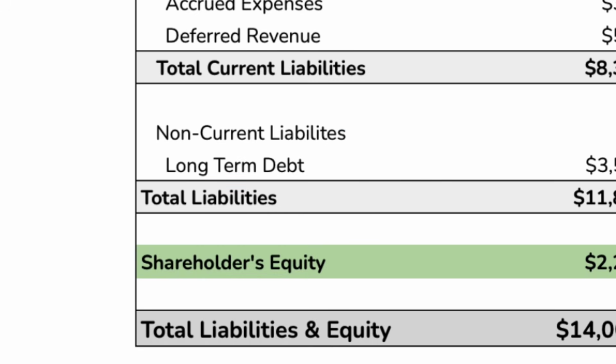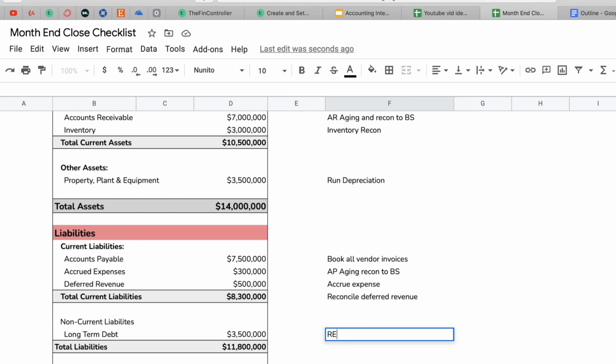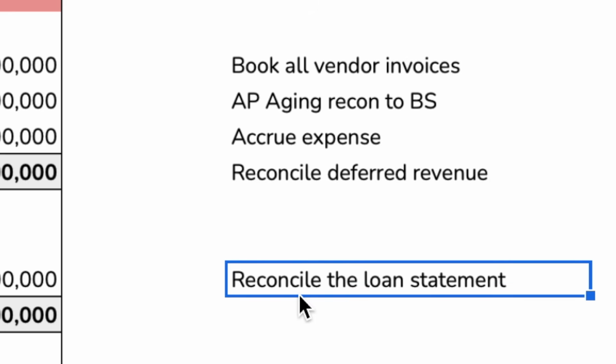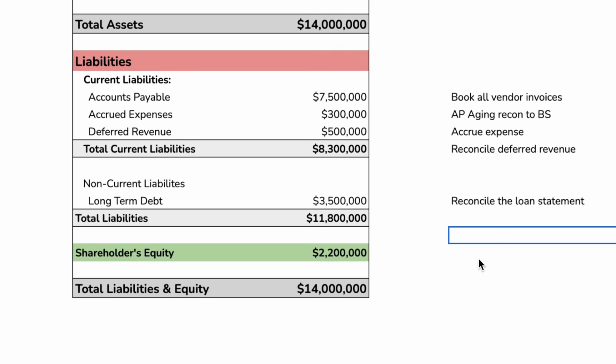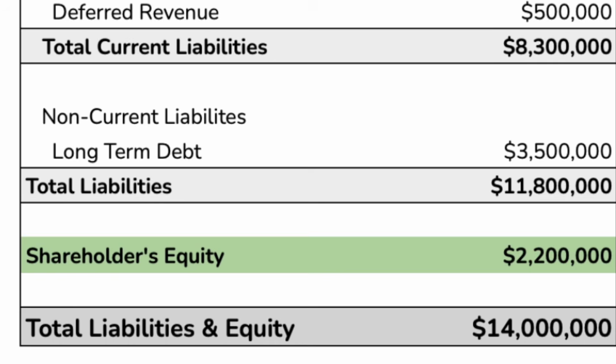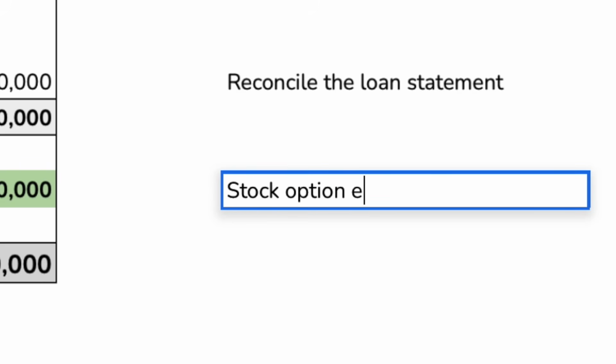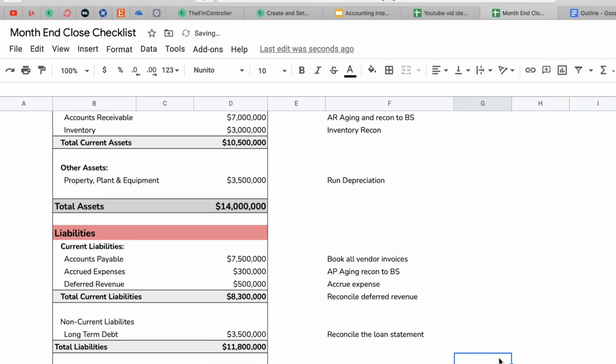Long-term debt, most likely this means I'm going to reconcile the loan statement. So I'm going to generate a loan statement from the bank and reconcile that to the loan balance on the balance sheet. And then shareholder equity, sometimes you'll have equity transactions like stock option expense and things like that. So I'll record that here. So let's say stock option activity. And this is basically the task for the balance sheet.